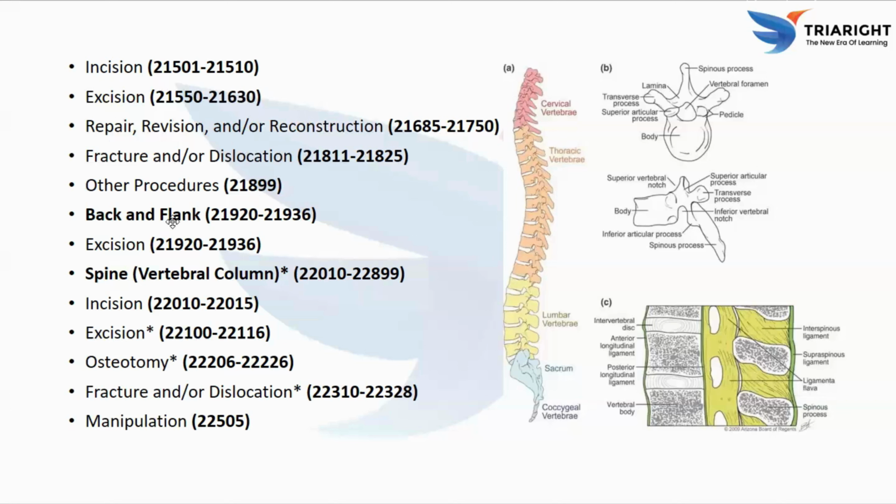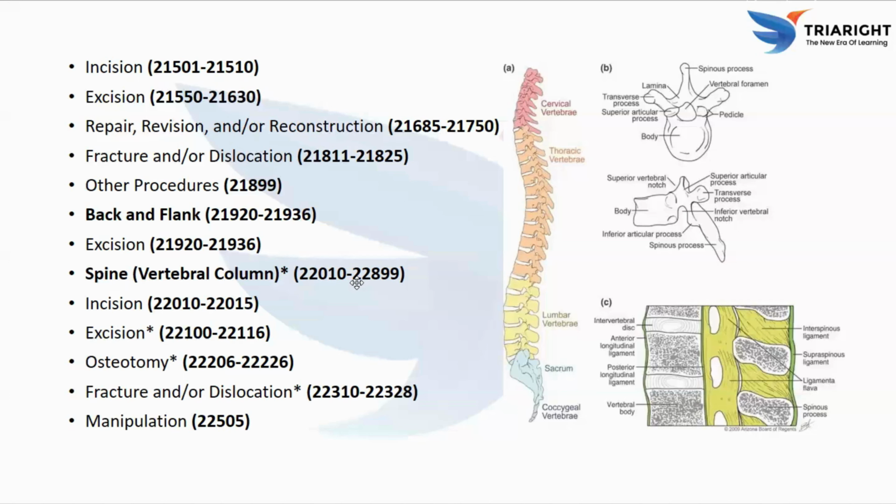And next region is back and flank. The code ranges are 21,920 to 21,936. This back and flank only involves excision procedures. Excision in this region is removal of soft tissue masses from the back or flank. For example, excision of a lipoma or a tumor from the upper back. These codes are based upon the size and depth of the mass.